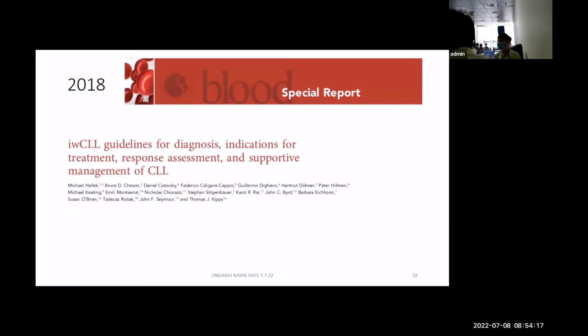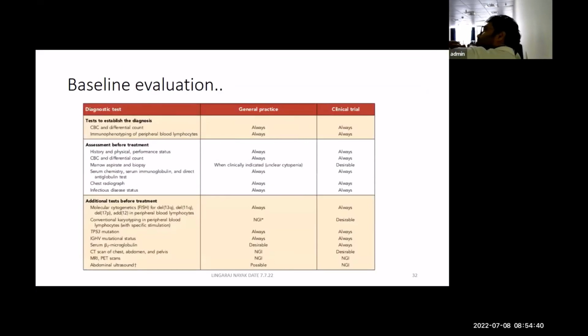Now I will discuss the IWCLL guidelines. The International Working Group on CLL is an international body that makes the guidelines on which patients are to be treated, how to assess the response, and so on. They don't say what treatment to give, but they say which patients should be treated and what investigations you should do before you treat the patient. So these are the recommendations of IWCLL. You can see that for all patients you have the basics, that is, tests to establish the diagnosis and assessment before treatment.